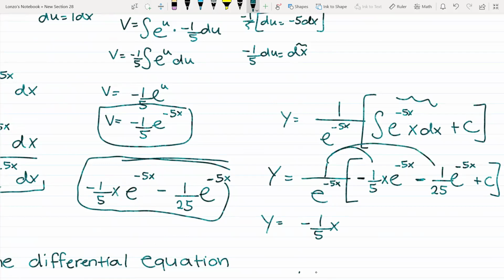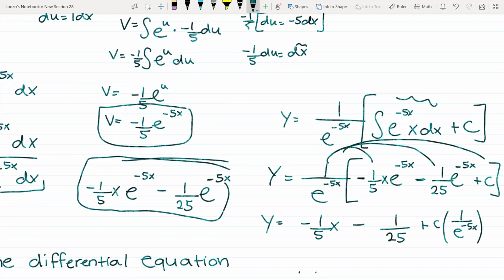That is negative 1 over 25, right? This e cancels, so you're just left with negative 1/25. And you also have to distribute it with the c. So that's going to be plus c times 1 over e to the negative 5x.